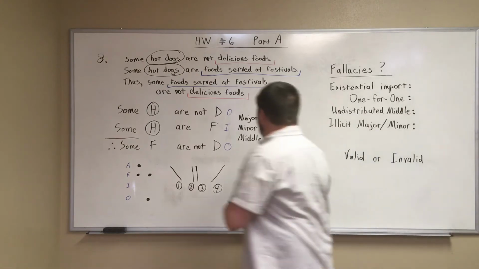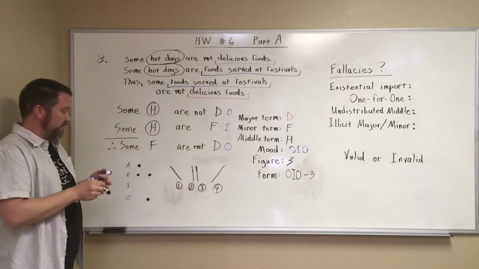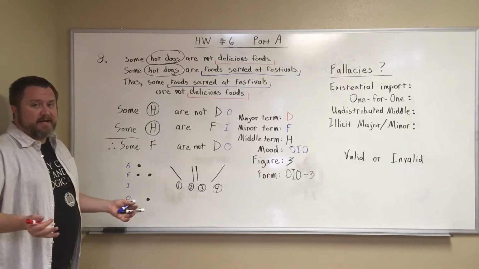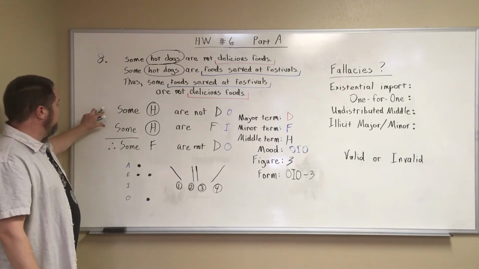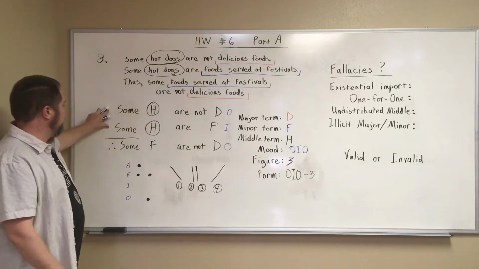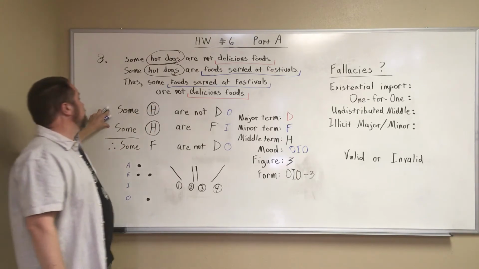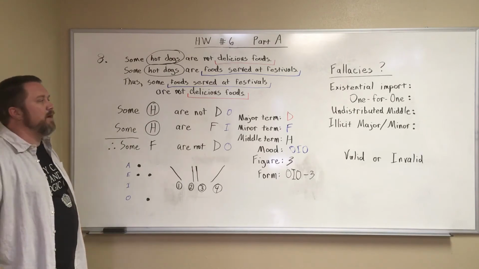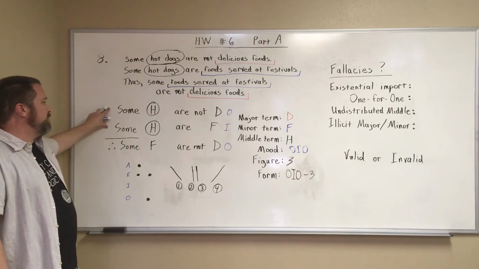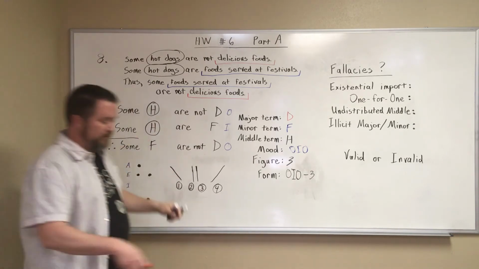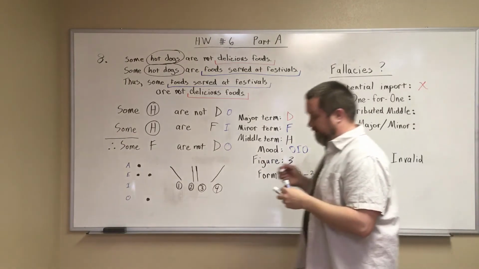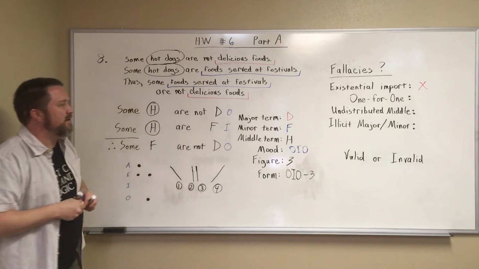All right, so let's move to the fallacies and check for validity. Existential import, again, says that if you commit that fallacy, it means you have two universal premises and a particular conclusion. That's the only way it commits the fallacy. And we have two particular premises, so we don't even have to worry about it. That does not violate the fallacy.